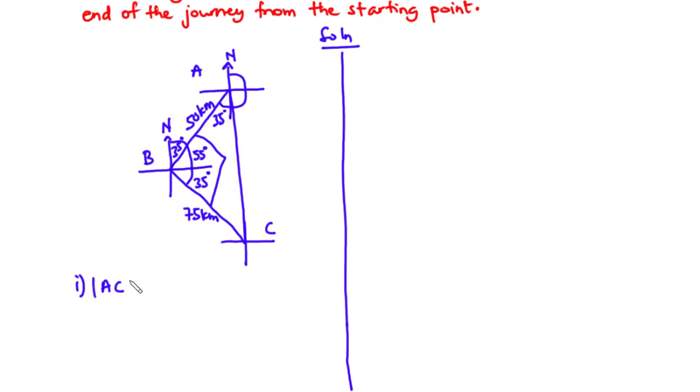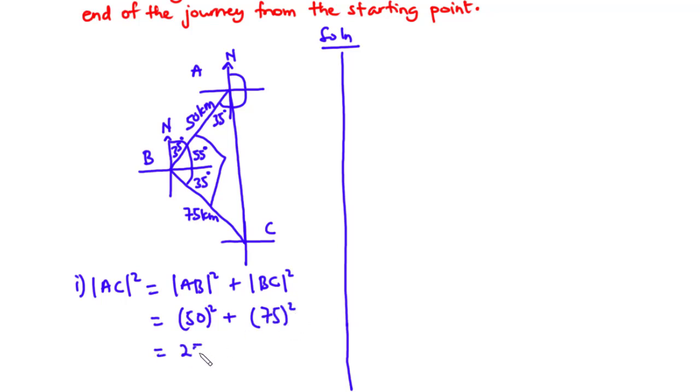So the distance AC square is equal to AB square plus BC square. We have distance AB to be 50 kilometers. So 50 square plus we have BC to be 75 kilometers, so 75 square. 50 square is 2,500. 75 square is 5,625.